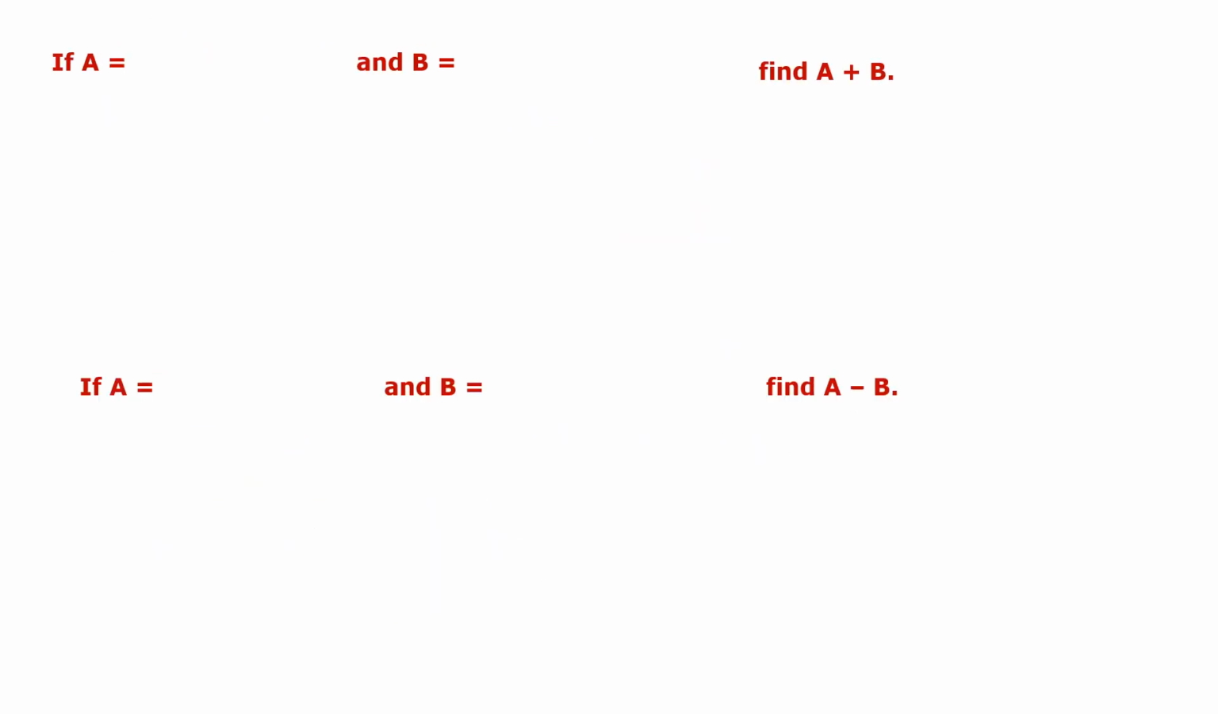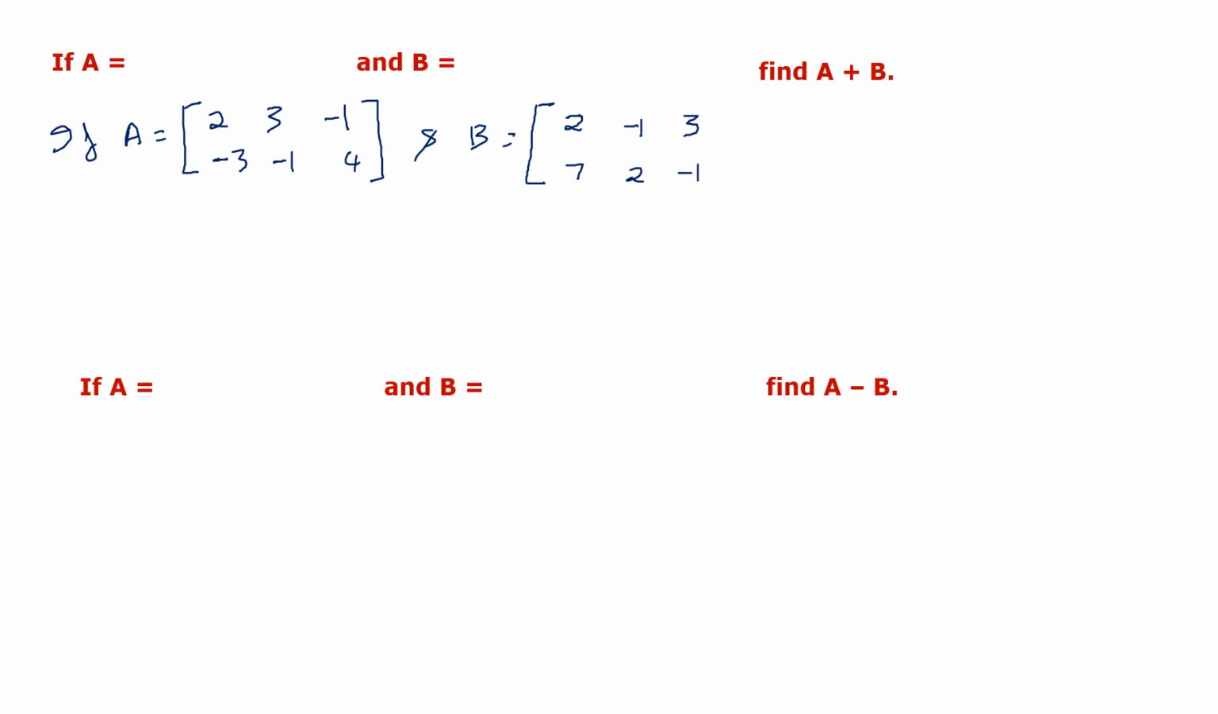Let's move on to the next problem. Here you are asked to find, A is given, B is given. You are asked to find A plus B. Now let's see what is A. A is 2, 3, minus 1, minus 3, minus 1, 4, and B is, this is the question what I am writing. So let me write the question again. If A is equal to, as written, and B is equal to 2, minus 1, 3, 7, 2, minus 1.